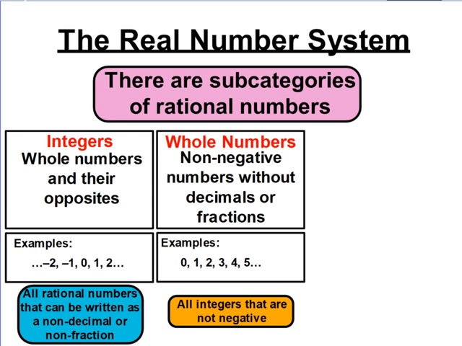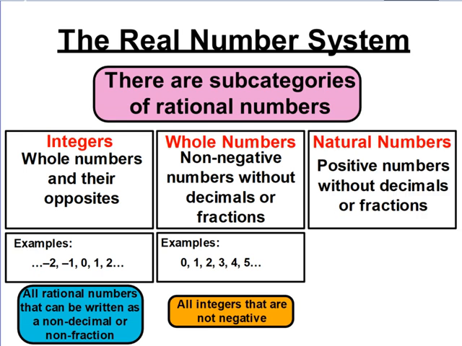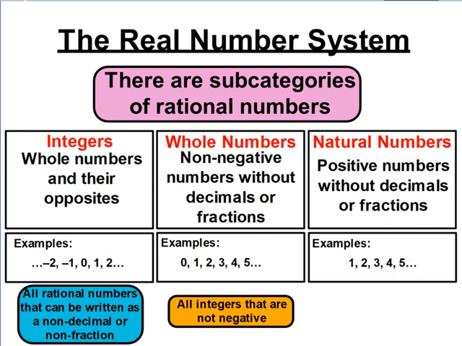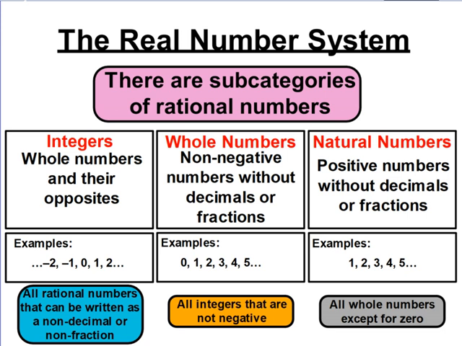Right? The next category are natural numbers. Okay, so natural numbers are the positive numbers without decimals or fractions. So think about this for a second. Look at the definition of whole numbers, non-negative numbers without decimals or fractions, and then look at the definition of natural numbers, positive numbers without decimals or fractions. What's the difference? I'll give you a hint. There's only one number that gets left out from the whole number category to the natural number category. And that number, if you look at the list, is just 0. So natural numbers have to be positive. So the quick way to think about this: all of the whole numbers except for 0.